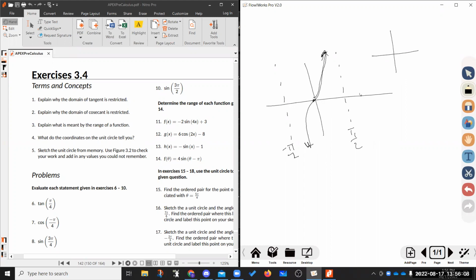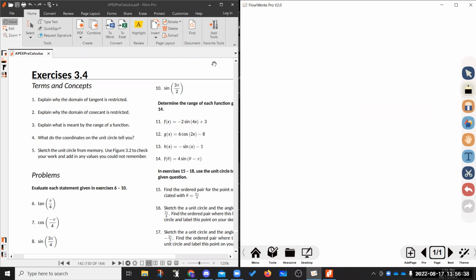And then it's just going to repeat itself. Over here is going to be pi, and we're going to have 3 pi over 2 over here, and then it's going to repeat like that. There's another cycle over here at negative pi and negative 3 pi over 2. It's that asymptote, and it just cycles forever like that.